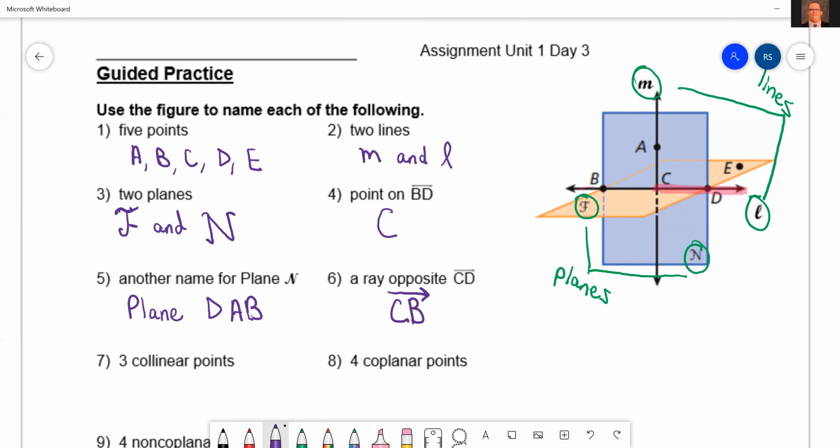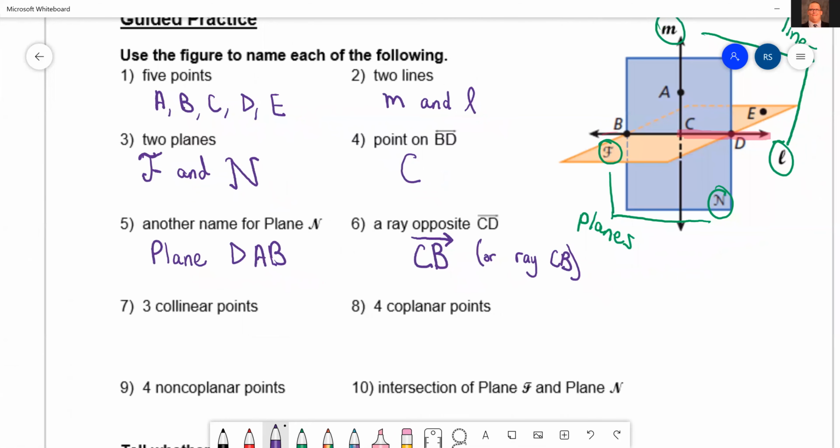Now, if you're doing this remotely, you're probably thinking, how do I do that little one-sided arrow? Don't worry about the arrow. Just say, ray CB. I'm going to put in parentheses, ray CB. Notice the letters are in the same order. Instead of putting the arrow, I put the word ray. That's two ways you could write it.